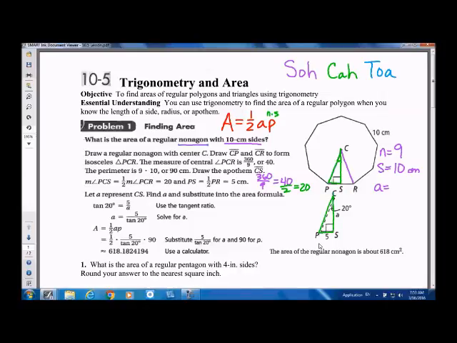We draw our triangle, mark our 20-degree angle, mark our right angle, and this also tells us, using the triangle angle sum theorem, that this is going to be a 70-degree angle. We want to find this length right here, which is the apothem. We know that this length right here is 5. That is half of the side length. We are only using half of our triangle.